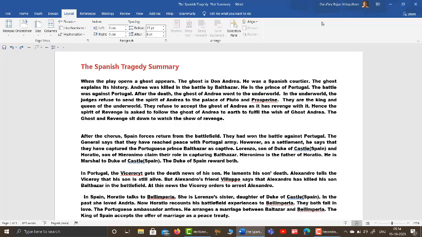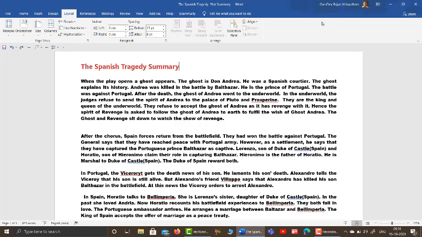So, when the play opens, we can see a ghost appears. It is the ghost of Don Andrea, who was a Spanish courtier, and the ghost explains the history after its death. Andrea was a Spanish courtier, and he was killed in the battle between Portugal and Spain. Before the play opens, the war was going on between Spain and Portugal, and Don Andrea was a courtier of Spain, and he was killed in the battlefield by Balthazar, who was the prince of Portugal.